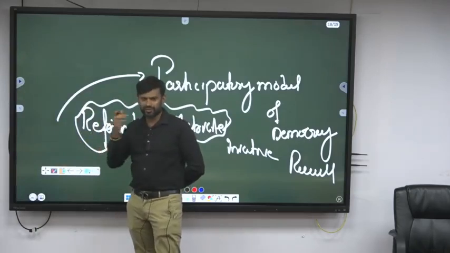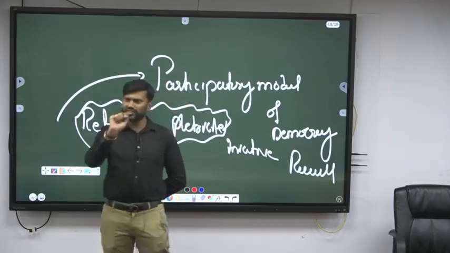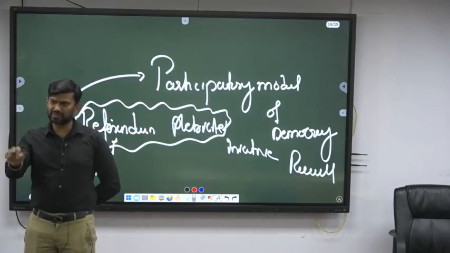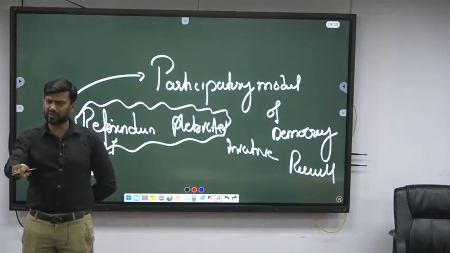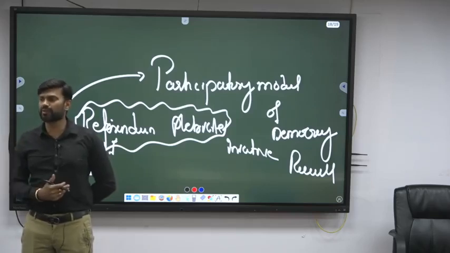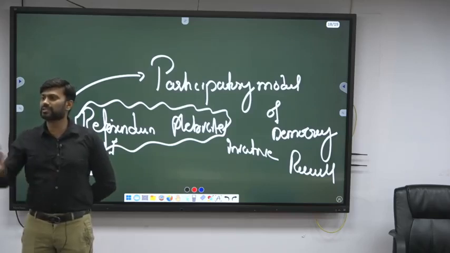Participatory democracy has four tools: plebiscite, referendum, initiative, recall. The difference between plebiscite and referendum: both are the same in that people's opinion is taken into account, but in a referendum it is binding, while in a plebiscite it's just the opinion that is collected. Initiative is where people initiate policies, where people can initiate bills.